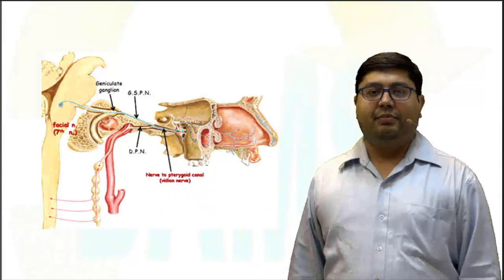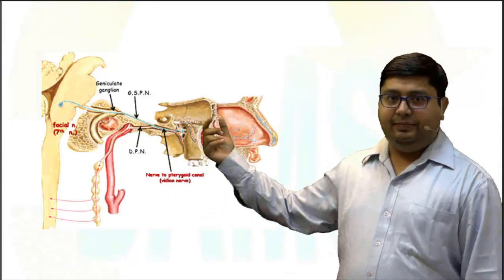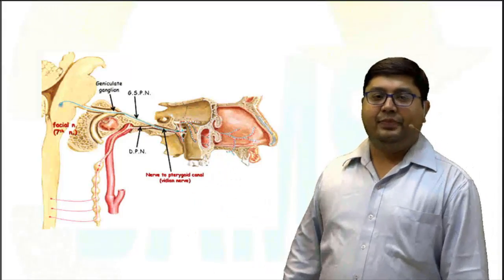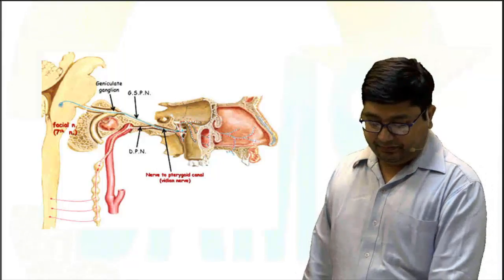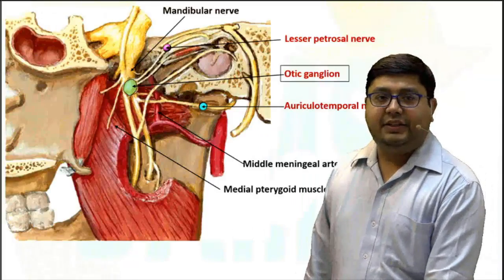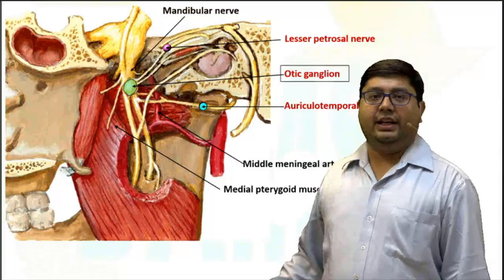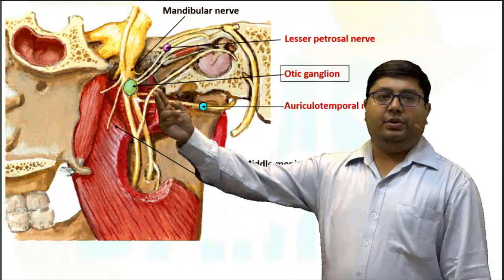So basically, which nerve is carrying the preganglionic parasympathetic fibers for the pterygopalatine ganglion? The answer will be the greater petrosal nerve. And then finally, the postganglionic fibers will be distributed to the nasal and palatine parts, and of course through the lacrimal nerve to the lacrimal gland.